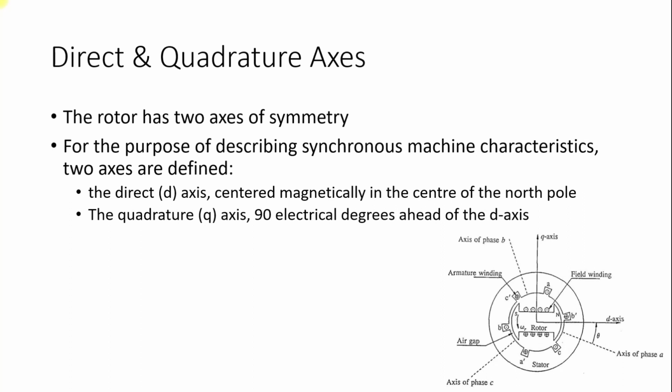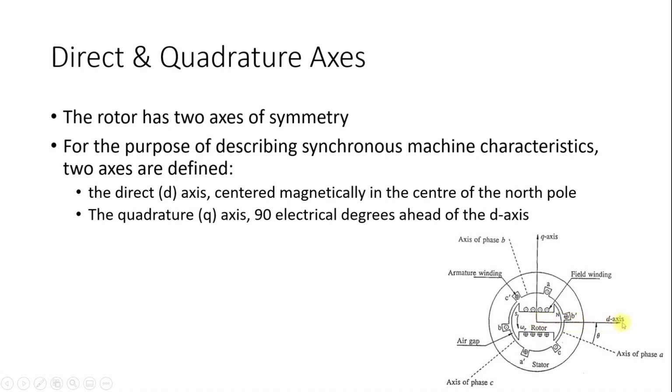So what does Park's transformation say? Park's transformation tells us that we can convert our physical generator attributes into a two-axis symmetry. These two symmetry axes are known as the DQ axes, or direct and quadrature axes. So what is the direct axis? The direct axis is the axis which passes through the center of the rotor and directly through the north pole.